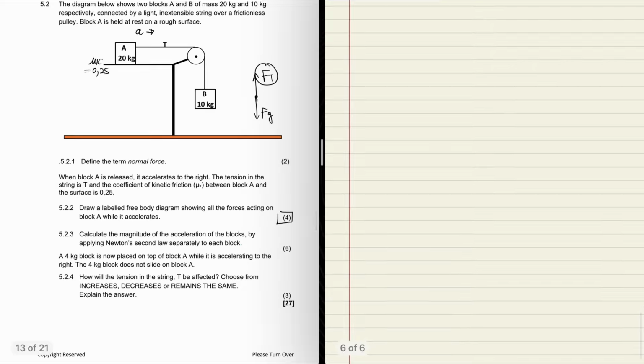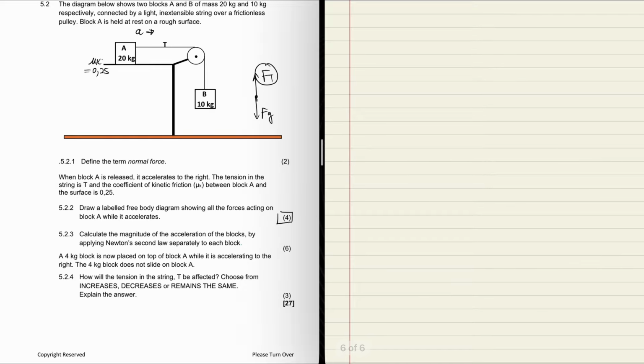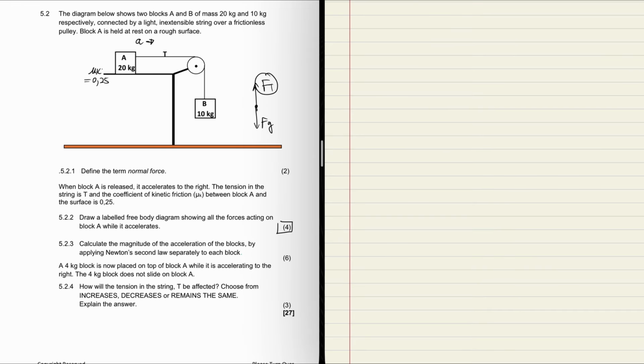Let's move on. A 4 kilogram block is now placed on top of block A whilst it is accelerating to the right. The 4 kilogram block does not slide. So how will the tension in the string be affected? Choose from increase, decrease, remain the same. Explain the answer. So to solve this question, we'll look at the system as a whole.